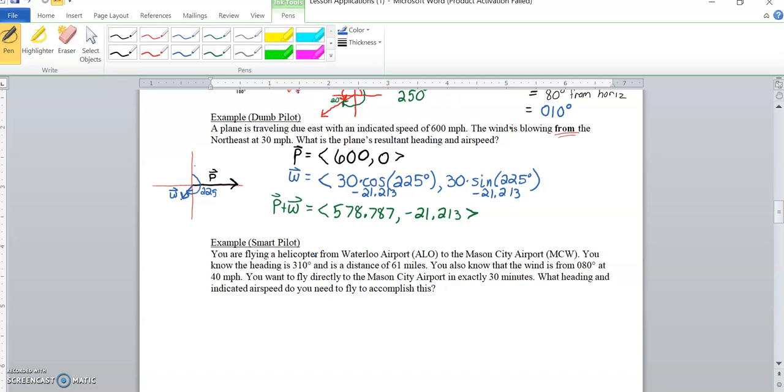resulting vector, that's kind of going to be more just, oops, sorry, I thought I was in green. Change that quick. Right, so our resulting vector is going to be 578 in the x, but just 21, negative 21, in the y. Let's see, did we answer the question? Plane traveling, the wind is blowing that. What is the plane's resulting heading and airspeed?